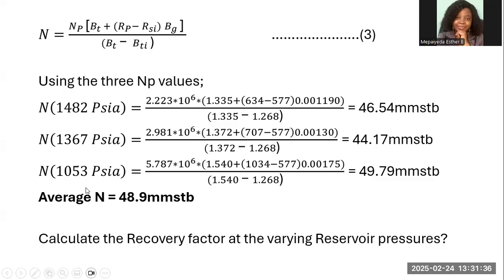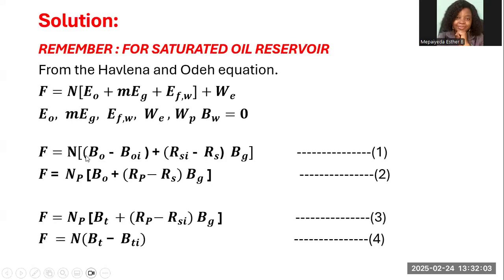Okay, so we take an average of the N, average of this. So you also confirm we have 48.9 STB. So what we have done basically is to estimate N at each pressure. What's the OIP at this pressure, the OIP at this pressure, and the OIP at the last pressure. And you observe we did not calculate N for the first N, that's at 1,800. Go back so that you can see.